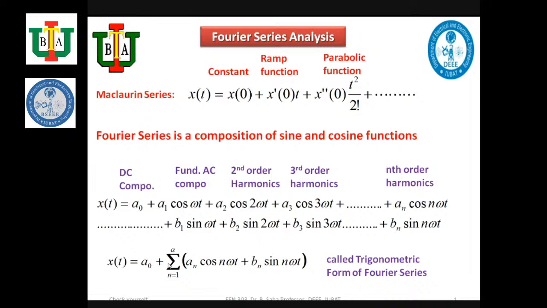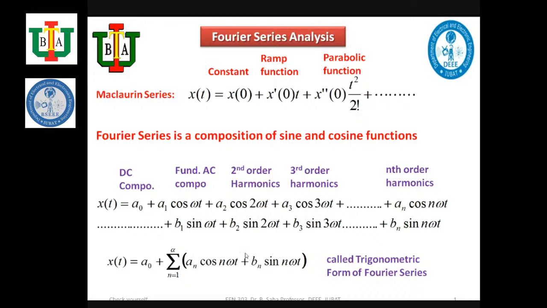In compact form, the Fourier series becomes a0 plus the summation from n equals 1 to infinity of an cos n omega t plus bn sine n omega t. This is the Fourier series.